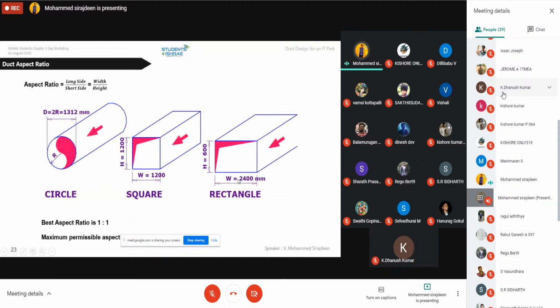Then aspect ratios. What is aspect ratio? Longer side divided by short side, width divided by height. That is called aspect ratio. The best aspect ratio is 1:1. That is called a square duct or a round duct. In a worst case, the maximum permissible aspect ratio is 1:4. That is, the width should not be more than 4 times the height. That is called 1:4 ratio.